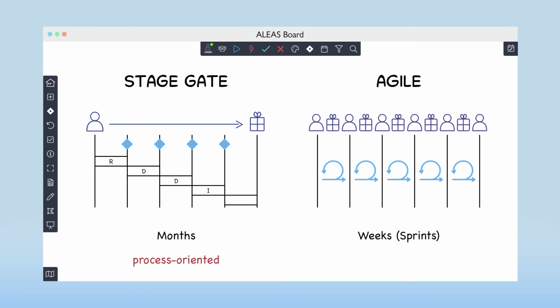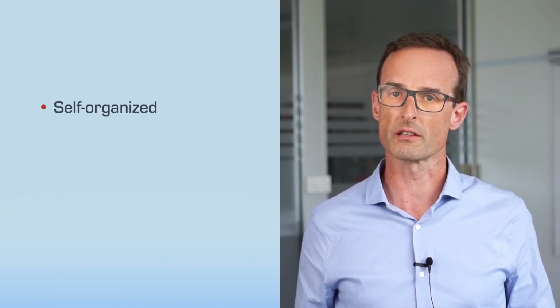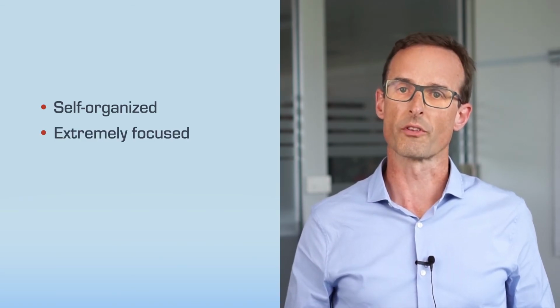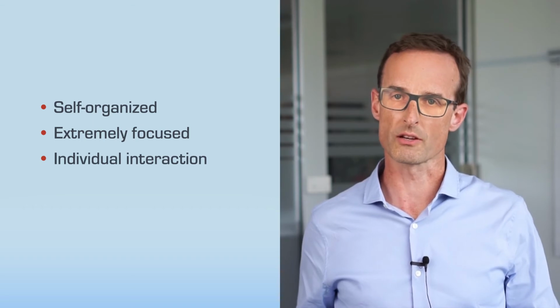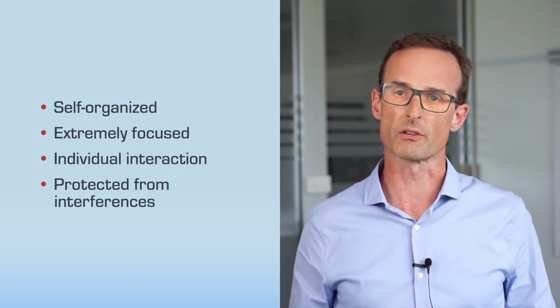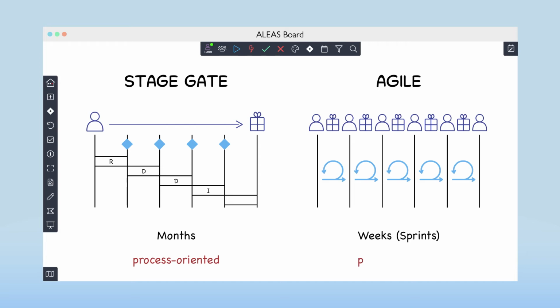The customer is involved at the end of each cycle. The big benefit is that the team can work self-organized, extremely focused, with a high level of individual interaction and protected from interferences. Each sprint is followed by the next sprint. It is therefore a series of iterations using an inspect and adapt approach. The agile process is very people-oriented and therefore focuses on building up a high level of responsibility.